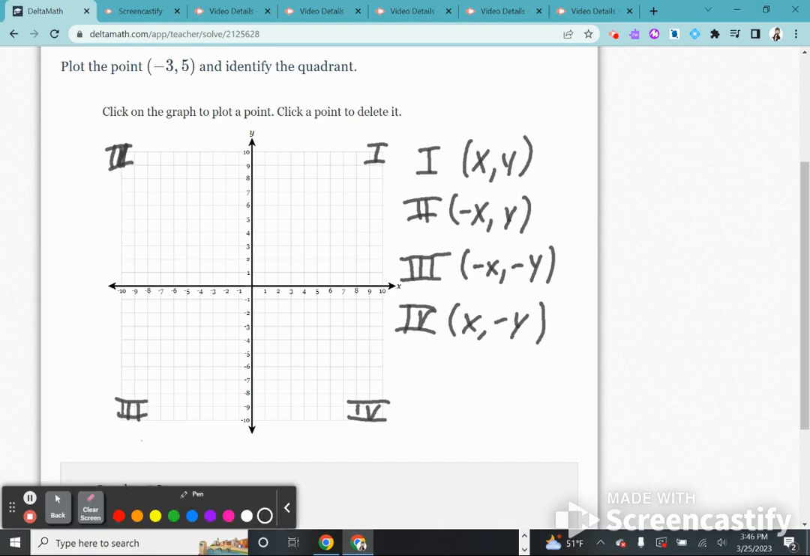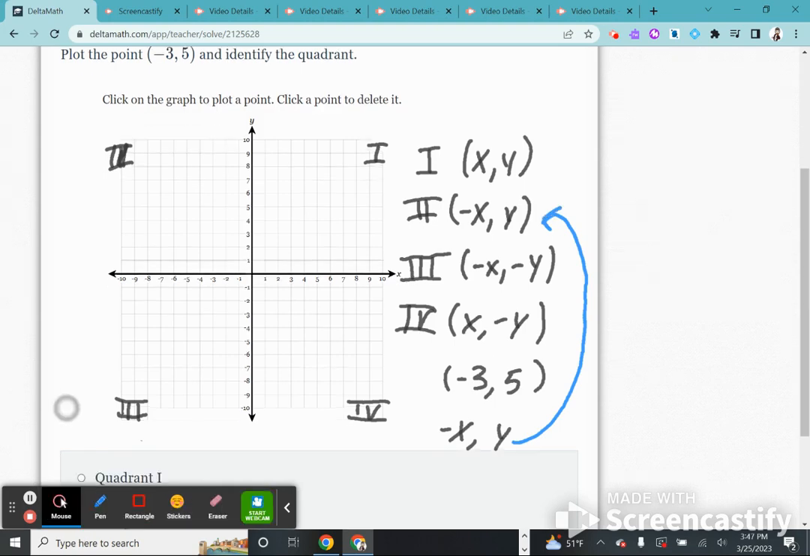So I look at the point they give me. I have a negative 3 and I have a 5, which means that I have a negative x and I have a positive y. When I look, the only way that that works is if that point is in quadrant 2.